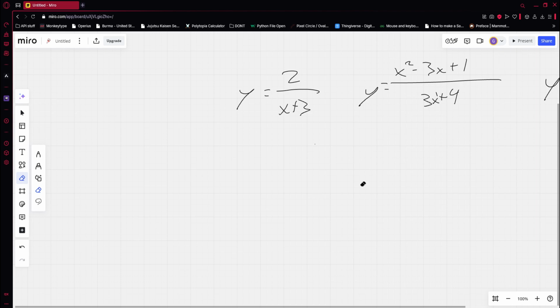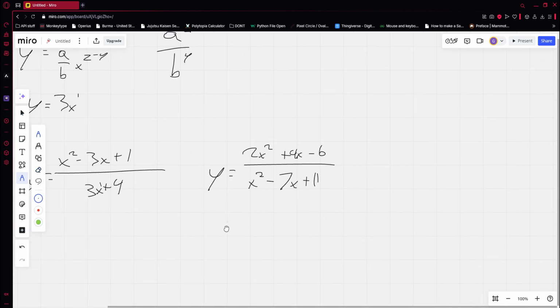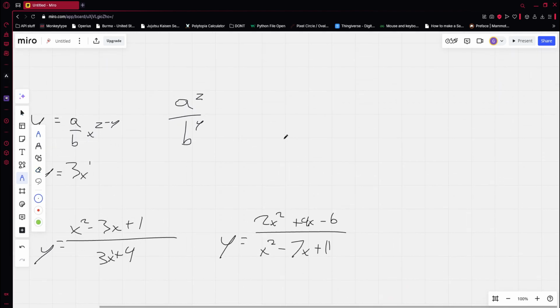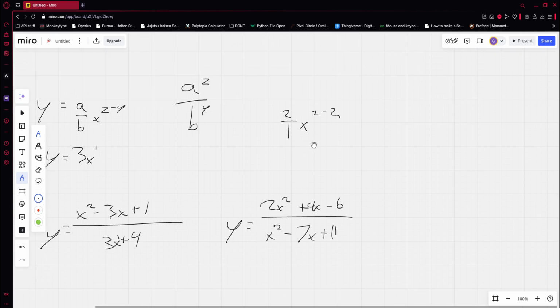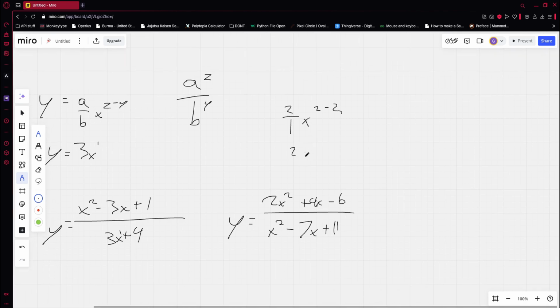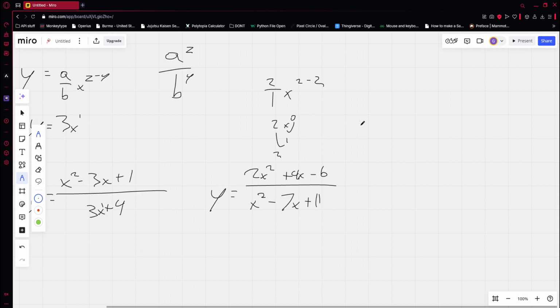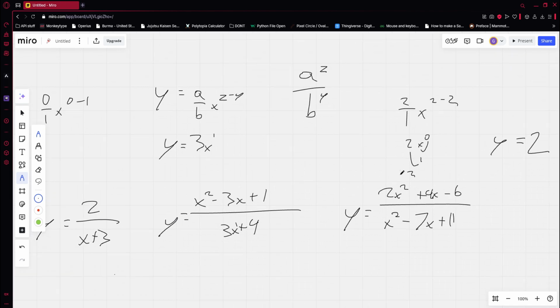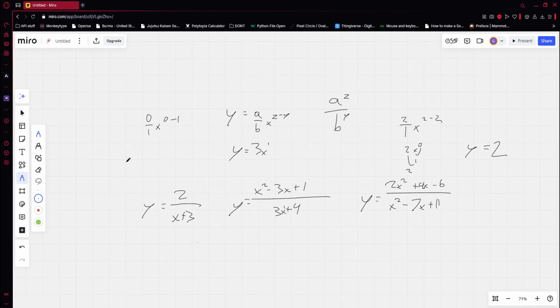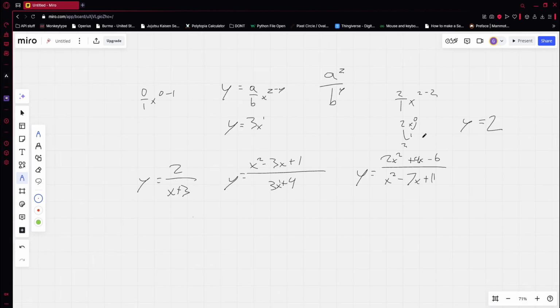And then if we use this formula over here, let's say 2 over 1, x to the power of 2 minus 2. So that's 2 over 1, x to the 0, which is just 1, which is just 2. So your horizontal asymptote would just be y equals 2. So this formula actually works on all three. However, it's not really necessary once you see the patterns. It's just something to help you remember.